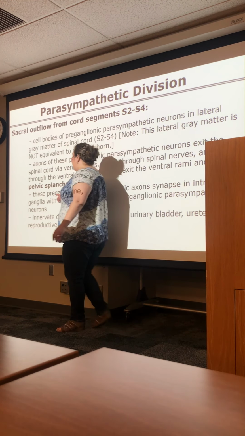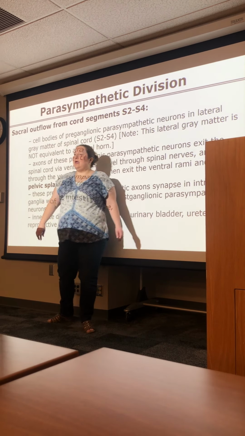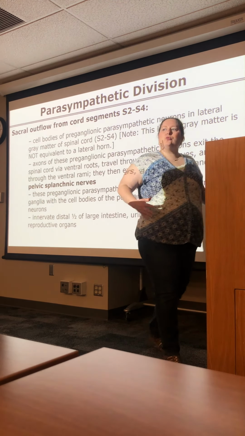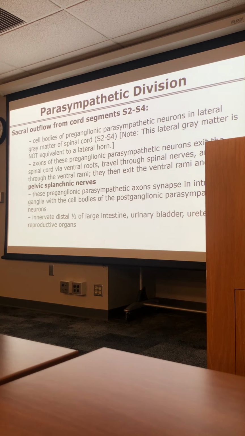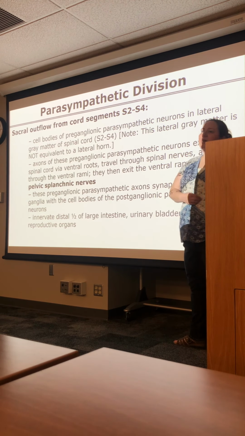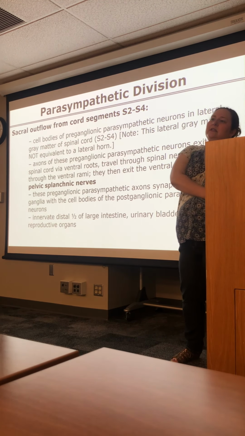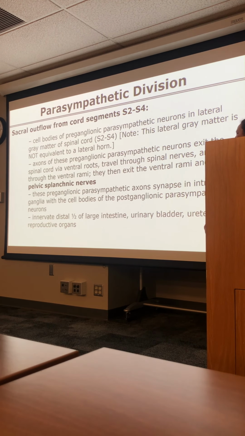So these are preganglionic parasympathetic axons that are going to start traveling towards what they're going to innervate. Once they get into the walls of what they're innervating, they're going to then synapse in intramural ganglia with the postganglionic parasympathetic neurons. They then send their little tiny axon over and get the rest of the large intestine, so the last 1/3 of the transverse colon, the descending colon, the sigmoid colon, rectum, urinary bladder, ureters, reproductive organs, and so forth.